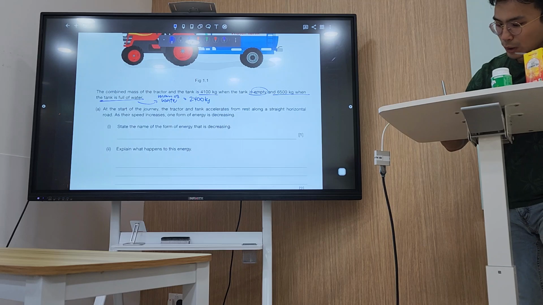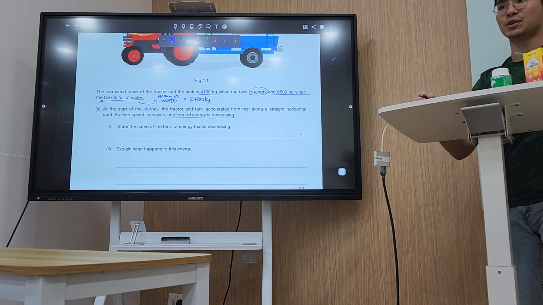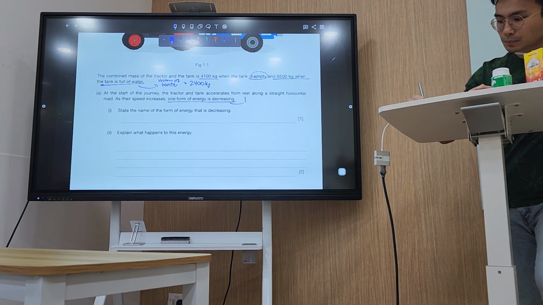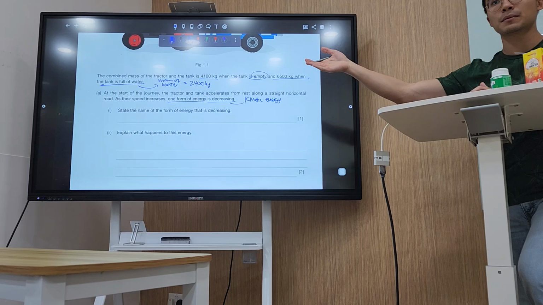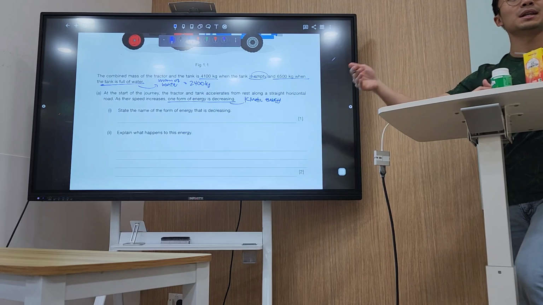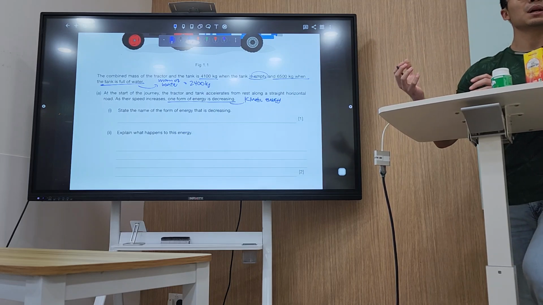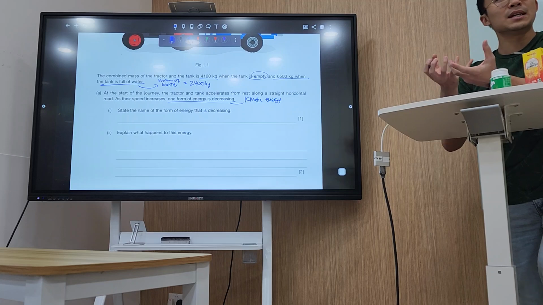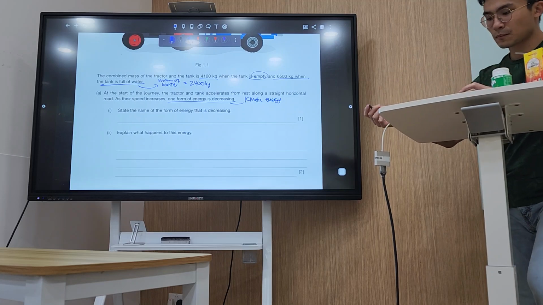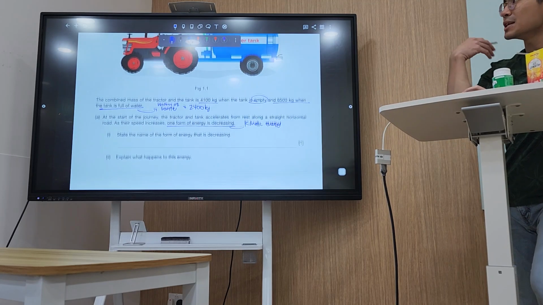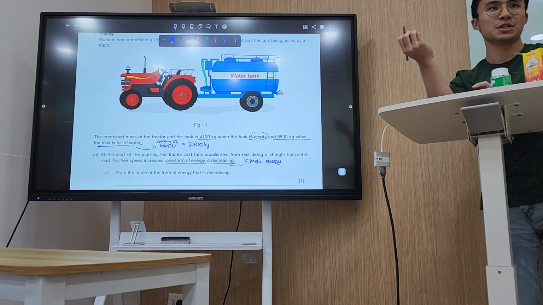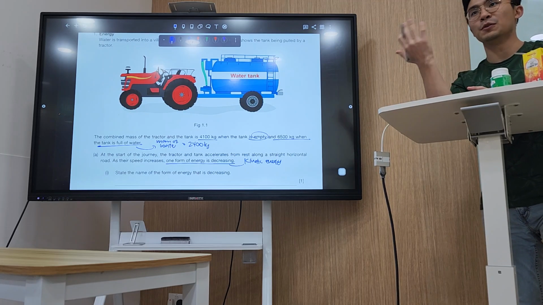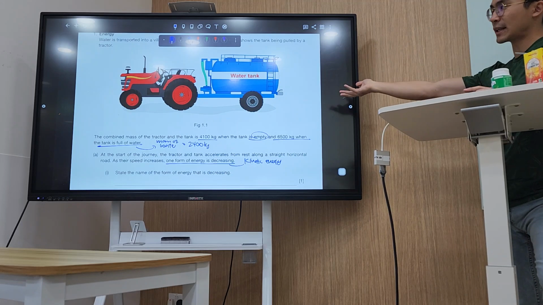Now, at the start of the journey, you accelerate from rest along a straight horizontal road. As your speed increases, one form of energy is decreasing. In other words, your kinetic energy, okay, because as you accelerate, your velocity is increasing. Agree or not? If your velocity is increasing, that means your KE is increasing. But energy cannot be created, it has to come from somewhere. So where is it coming from? Okay, as we know, anything that involves movement must first have chemical potential, from your fuel, from your petrol, in this case it's a tractor, so probably diesel.